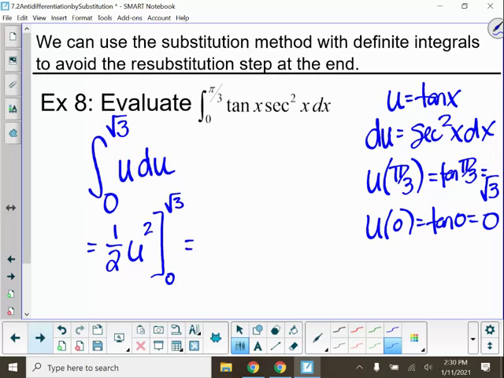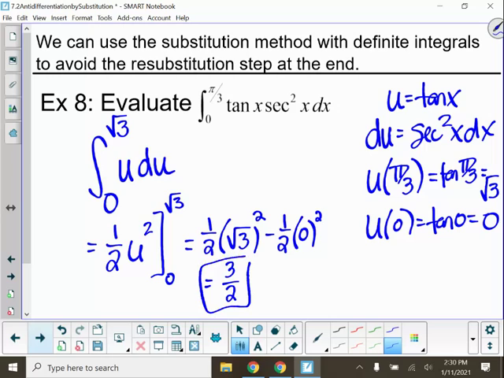So using the fundamental theorem of calculus, I plug in the top bound. So it's going to be 1/2 times the square root of 3 squared. And then I plug in the bottom bound, 1/2 times 0 squared. So when we go through and simplify that, square root of 3 squared is 3, times 1/2 is 3/2, minus 0 is simply 3/2.